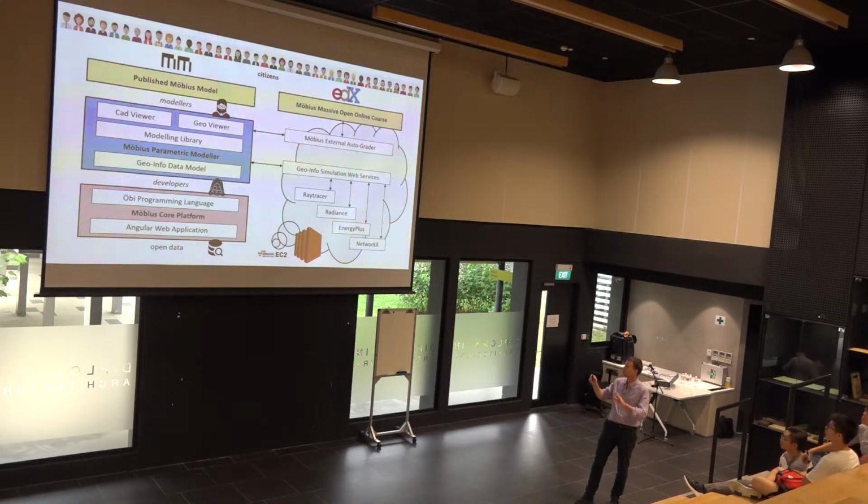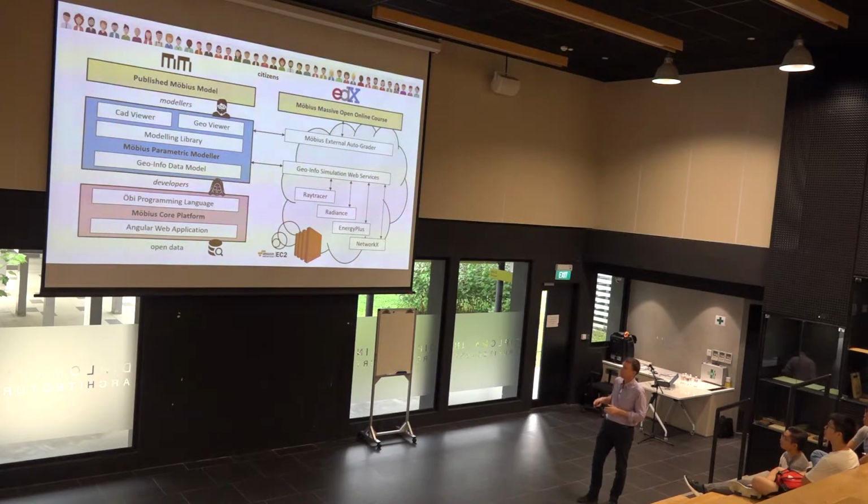Behind the scenes, if you look in a little more detail, there's a whole bunch of stuff going on. I won't go into this in much detail, but on the left side is basically what I've been talking about. The core platform has a language inside it and has the web application. And then the Mobius parametric model is the one we're going to be looking at later, which has a geo data model, a modeling library, a CAD viewer, and a geo viewer. This is built on top of that, and then here you have the published model.